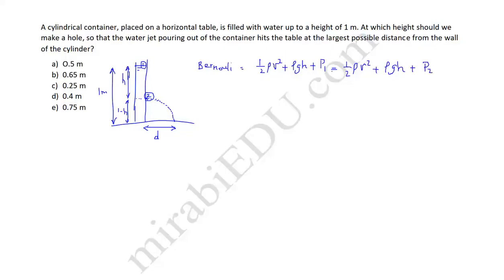Okay, P1 and P2 are both the same because both of them are open to atmospheric pressure, so they cancel out. If we take this level to be the reference level, h2 will be 0 and h1 will be h. So we'll have a potential energy.